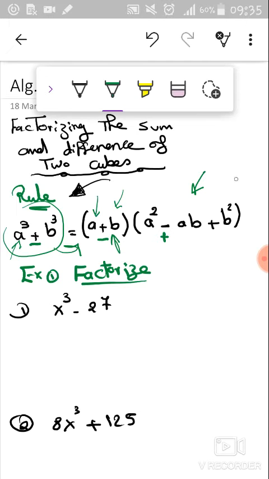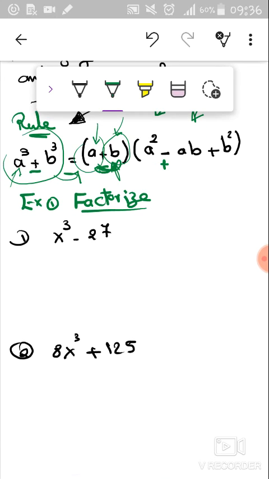What about the big bracket? The big bracket consists of three terms. The first one is the square of the first term. The third term is the square of the second term, and the middle consists of the product of these two terms, but with a different sign. So if it is a positive sign, the sign will be negative. If it is negative, the sign will be positive.